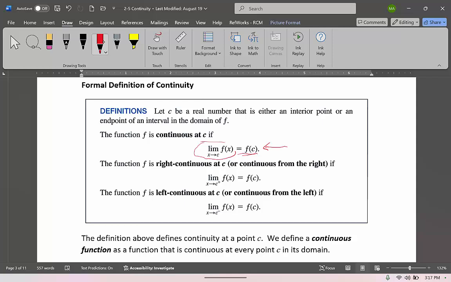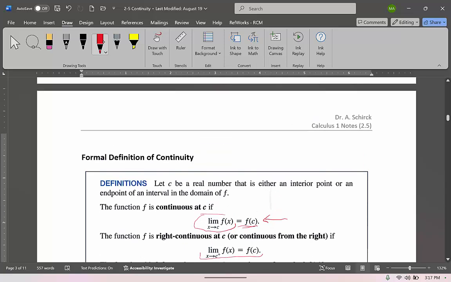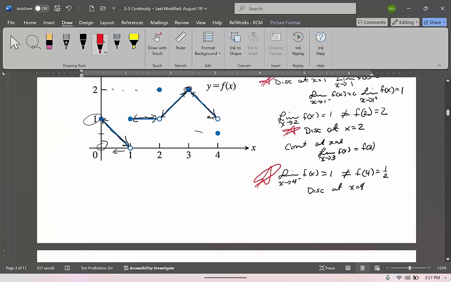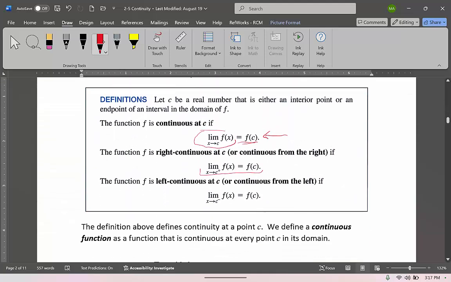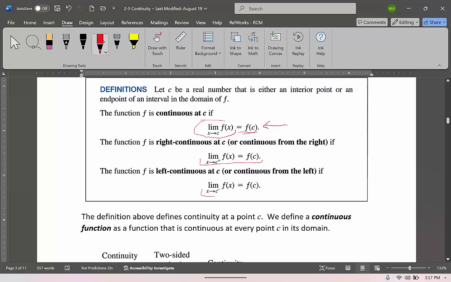So the function is called right continuous at c, or continuous from the right, if we're on an endpoint of the interval and we're looking at the right-hand limit. So this, for example, was right continuous at x equals 0. Okay. And then left continuous would be similar when we're looking at the left-hand limit.